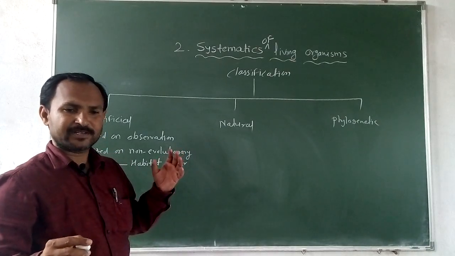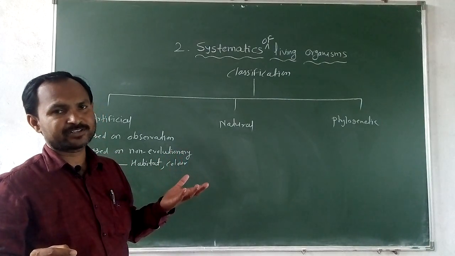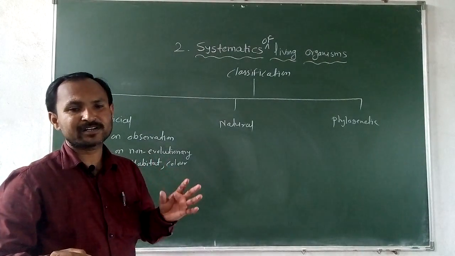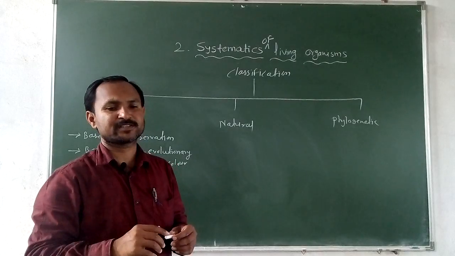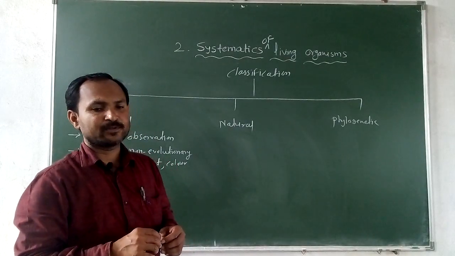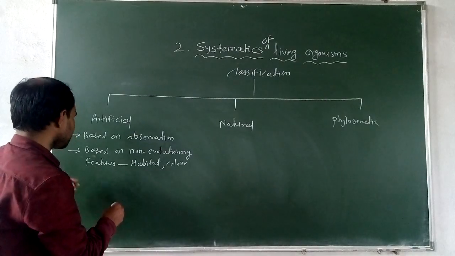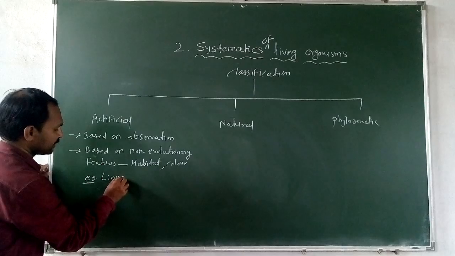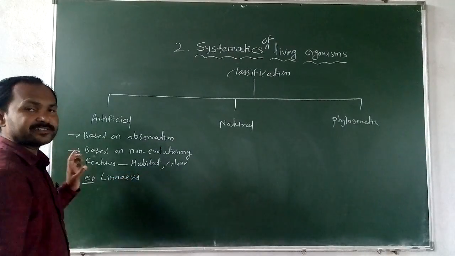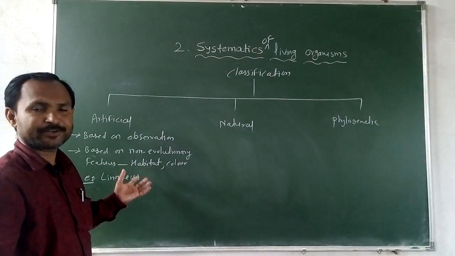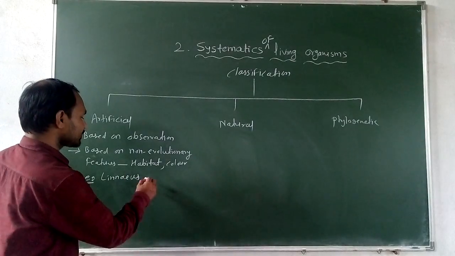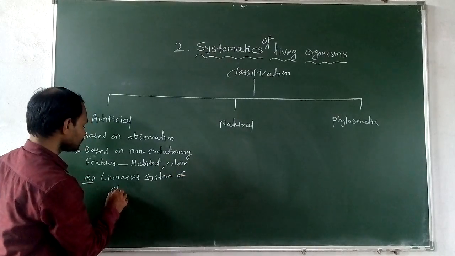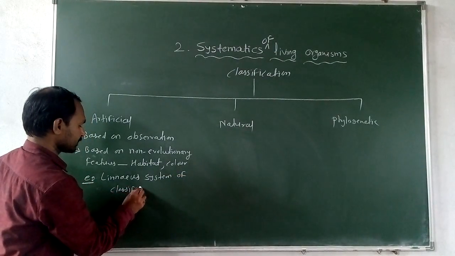So their relationship with organisms cannot be indicated; proper relationship is not indicated. So such an artificial classification is not suitable for classification of living organisms. Such an artificial system was proposed by the scientist Linnaeus. So here is the Linnaeus classification. Linnaeus classified organisms in an artificial way. The Linnaeus system of classification is one of the artificial classifications.